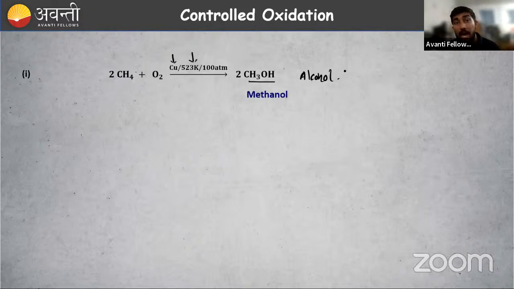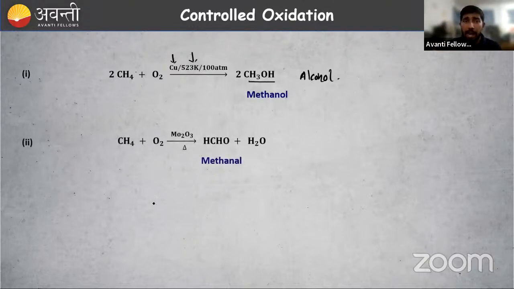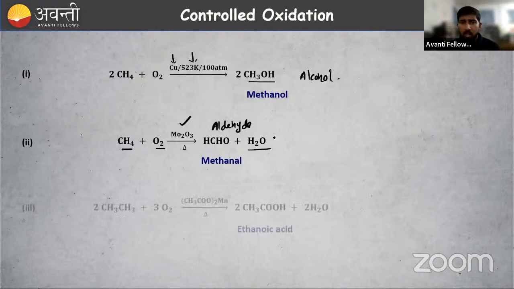Suppose I'm taking methane and oxygen also, but I'm changing the catalyst, the temperature and the pressure. Then what will happen? Here I have CH4 and O2. The catalyst is different. I'm heating it. Here I have oxide of molybdenum, Mo means molybdenum. Then what am I getting? HCHO. So I'm getting an aldehyde plus water. So if I change the catalyst, the pressure, the temperature, then different products are obtained from our reactants, methane and oxygen. Right. So one more example.